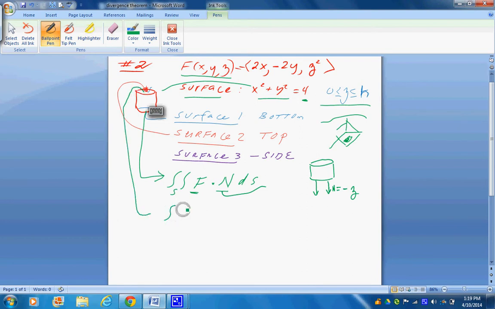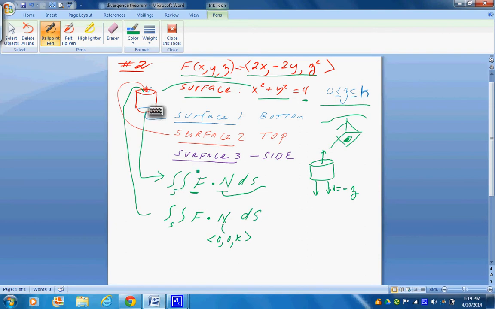For the top surface, I'm going to do exactly the same thing. I'm going to take the function 2x, negative 2y, z squared, and take the dot product with the normal vector, and in this case the normal vectors are all going to be equal to k. So when I do that, I'm going to be using 0, 0, k, or 0, 0, negative k in the first case. And then I'll worry about what else I have to do here.